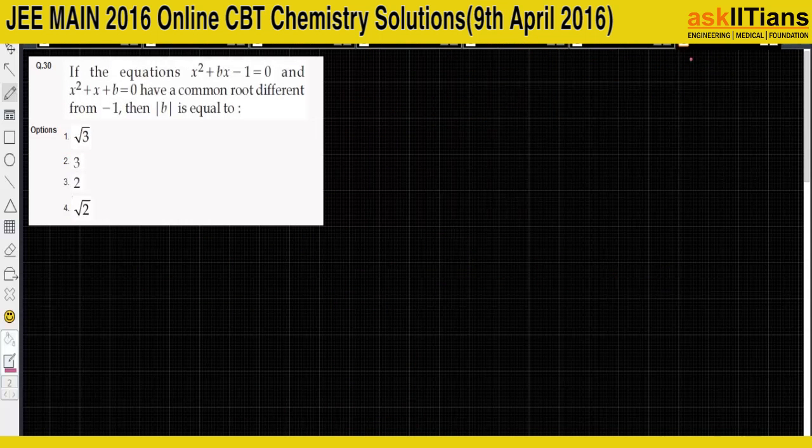Let's move on to question number 30. Question number 30 says that if equations x square plus bx minus 1 and x square plus x plus b have a common root different from minus 1, then the value of mod b is equal to. Okay, so we'll solve this question. It says that x square plus bx minus 1 equal to 0 and x square plus x plus b is equal to 0, right? So this has a common root. Both of them have a common root.